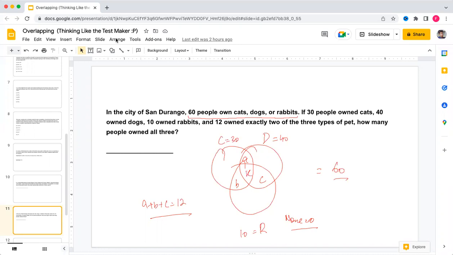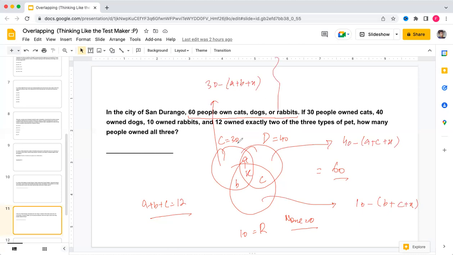X means those who own all of these 3. So if I call this X, what will be only cat? That will be 30 minus (A plus B plus X). Only dog will be 40 minus (A plus C plus X), and only rabbit will be 10 minus (B plus C plus X). So now if I add all of these and sum that to 60, I can get the value of X.